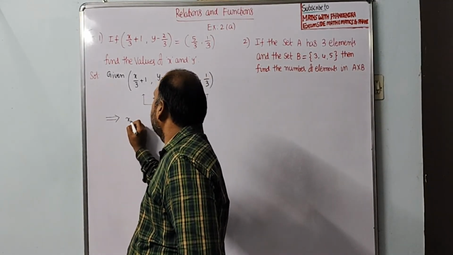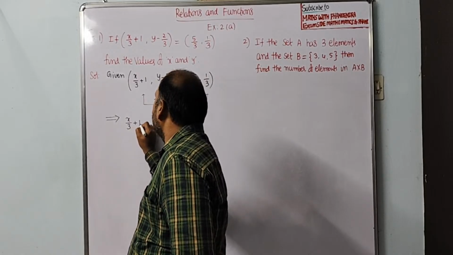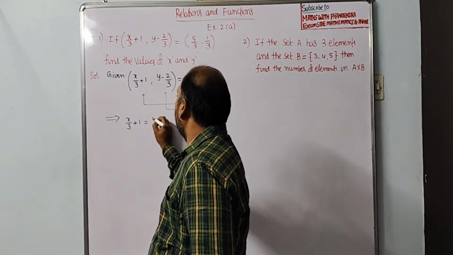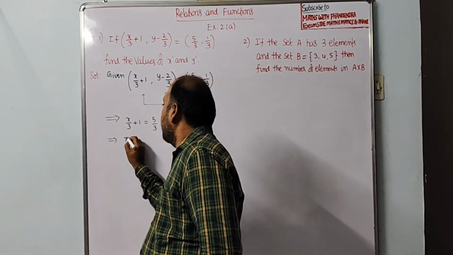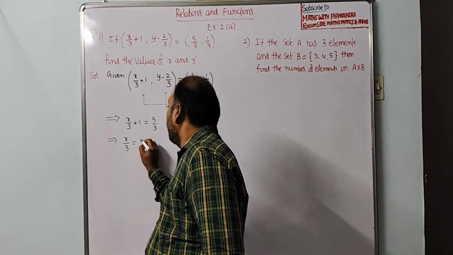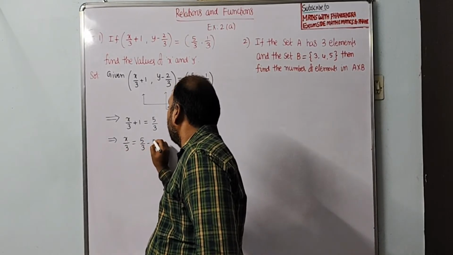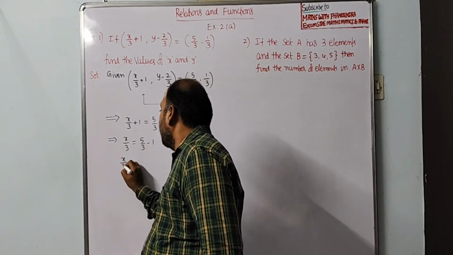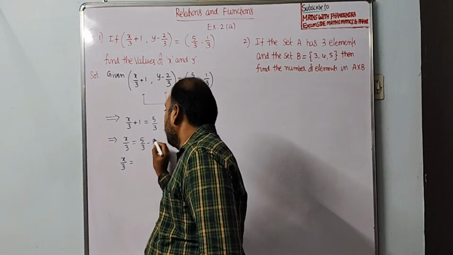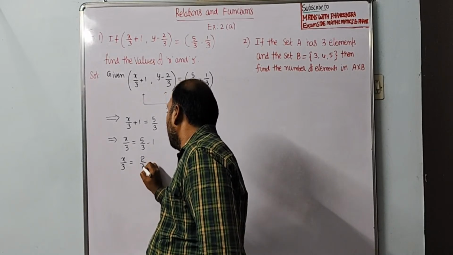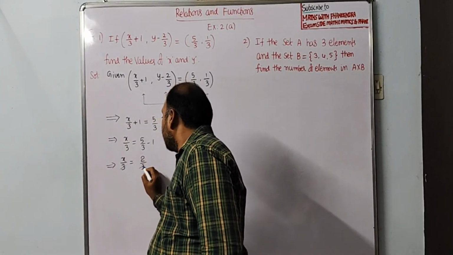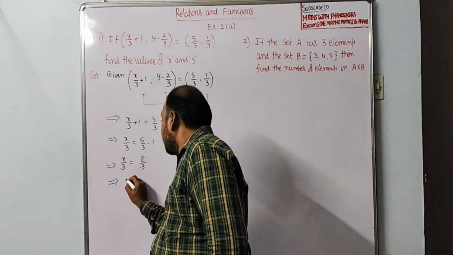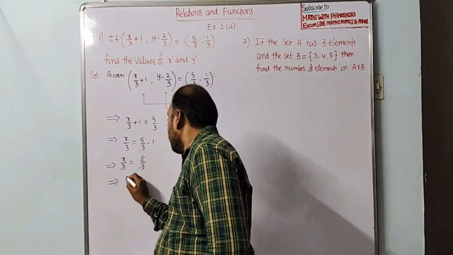So that implies x by 3 plus 1 is equal to 5 by 3. So x by 3 equals 5 by 3 minus 1. So x by 3 is equal to 2 by 3 after taking LCM. So both the denominators we can cancel. So x is equal to 2.